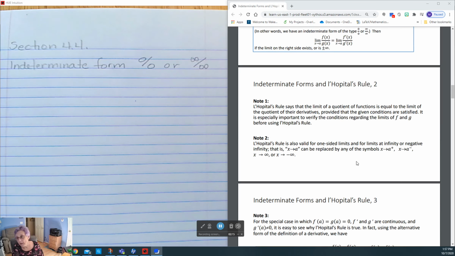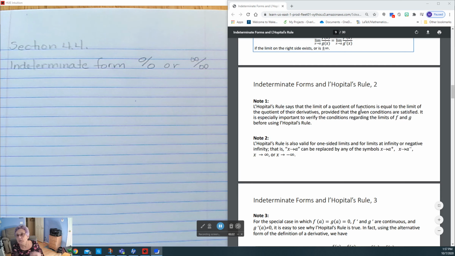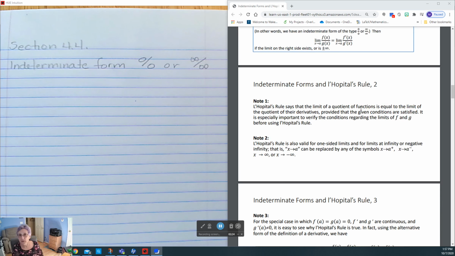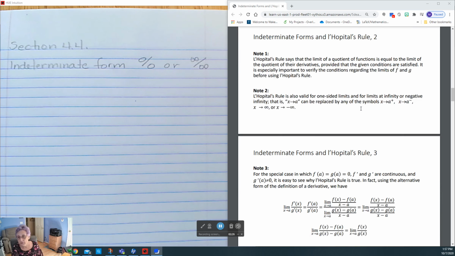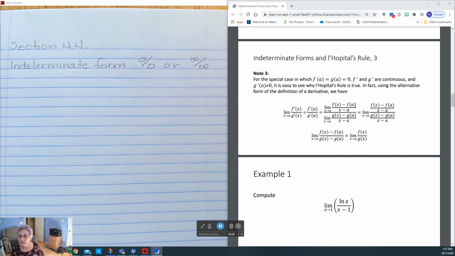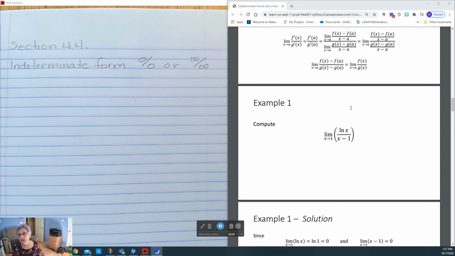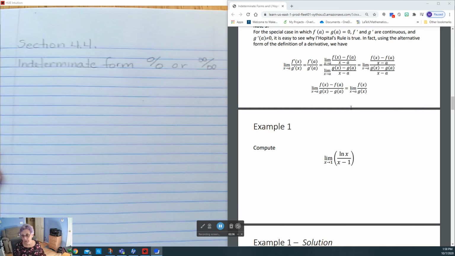Let's see, it's also valid for one-sided limits. And if you have plus or minus infinity, it's still an indeterminate form. It doesn't have to be just positive infinity.